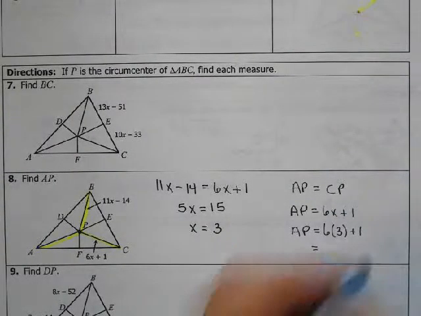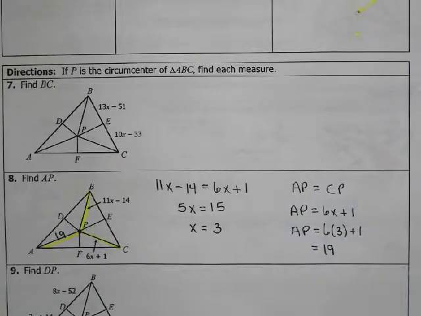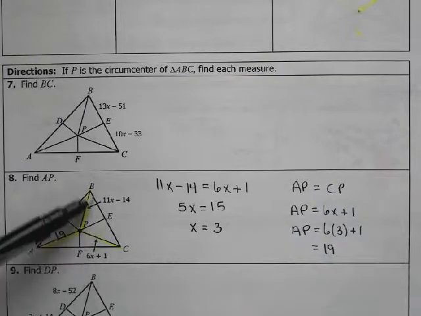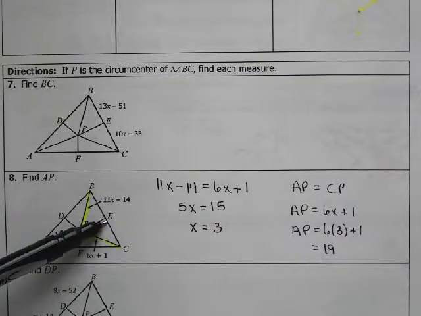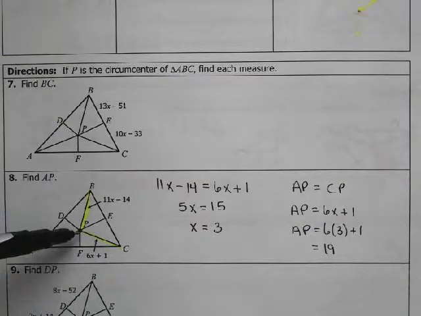So again, use the facts that we know: if you're missing these two segments, E would be a midpoint because it's created by the perpendicular bisectors, and the circumcenter where the perpendicular bisectors meet is equidistant from each vertex. So go ahead and complete this worksheet.